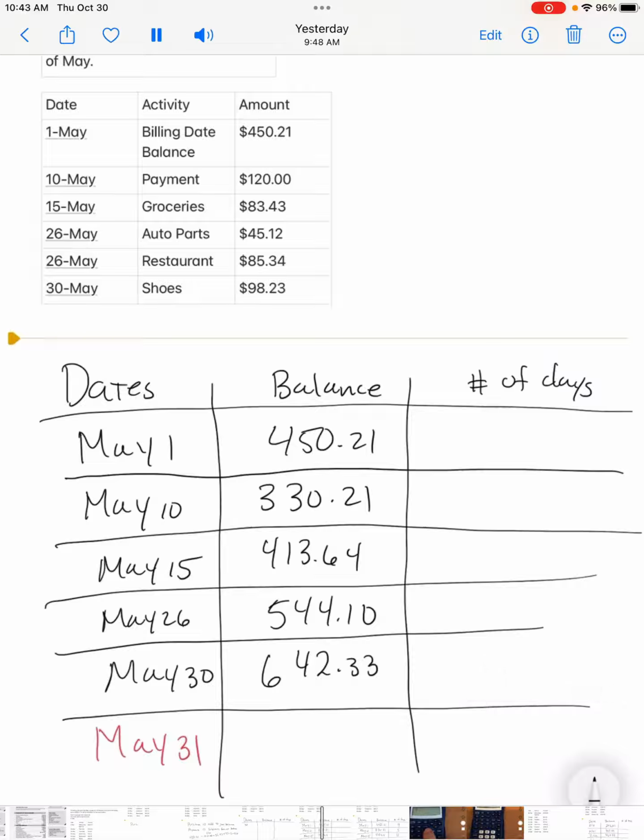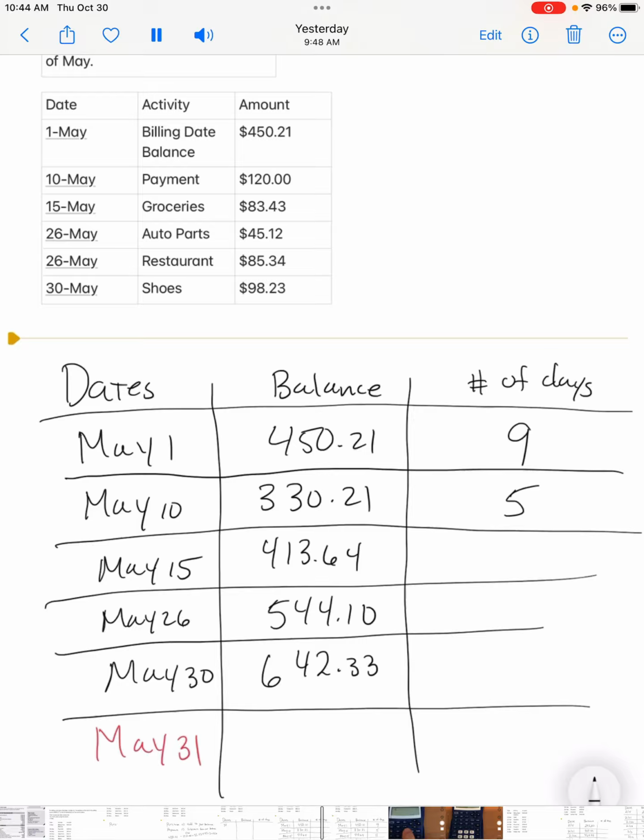We have a balance of 540.21, and it stays that way until May 10th. So it was that way on May 1st, 2nd, 3rd, 4th, 5th, 6th, 7th, 8th, and 9th. That's 9 days that it was like that. Notice 10 minus 1 gives us that same 9. But it stayed that way for 9 days. Then on the 10th, it changes to 330.21. So it was that way on the 10th, 11th, 12th, 13th, and 14th. That's 5 days. May 15th to the 26th would be 11 days.